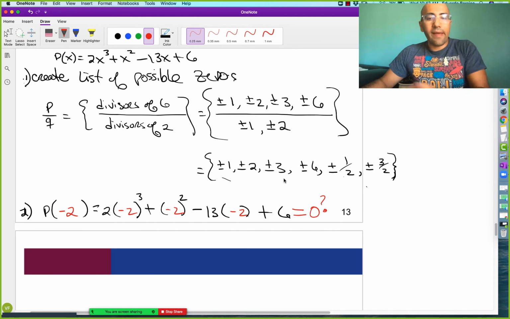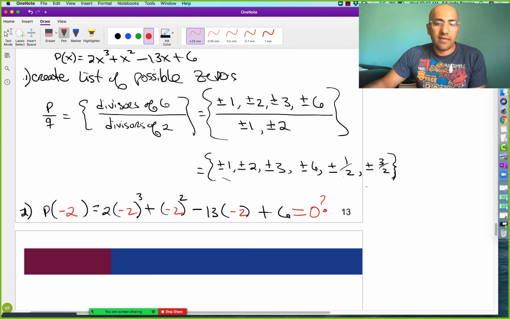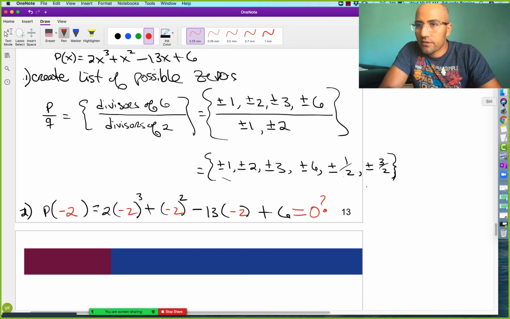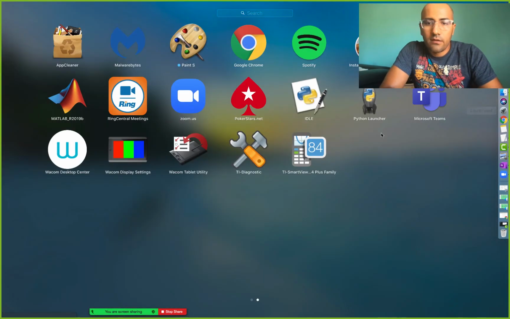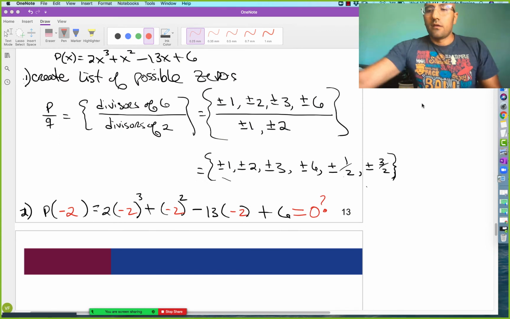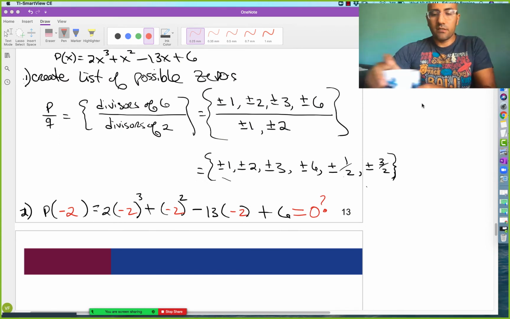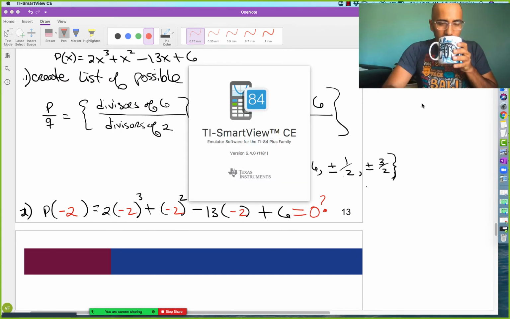Okay, so you can do that by hand and check all 12 of them. It's not the end of the world. But instead what we're going to do is use technology to do that. It makes it a little easier. And to do that, let's take out our calculators. So let's go over to our TI-84, and there's a nice little shortcut function that will be useful.